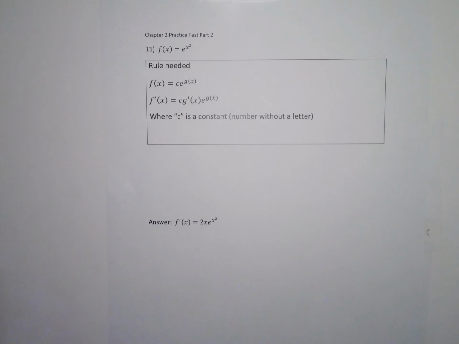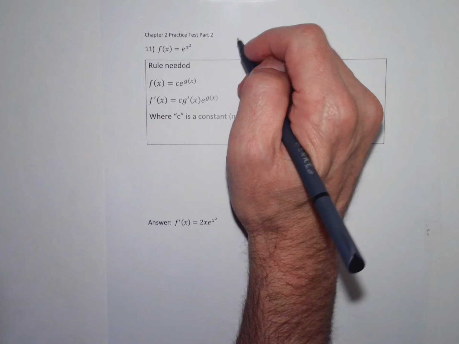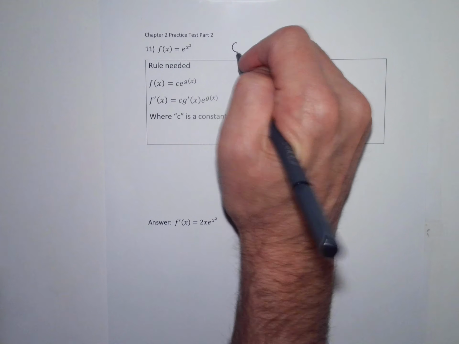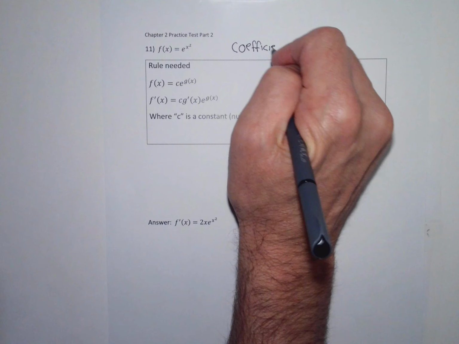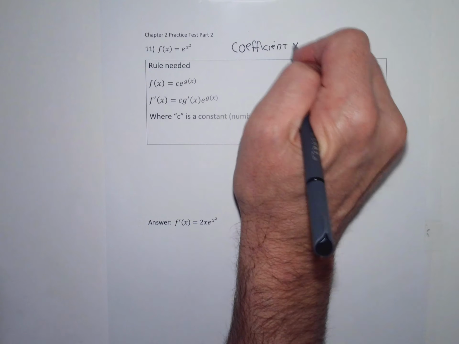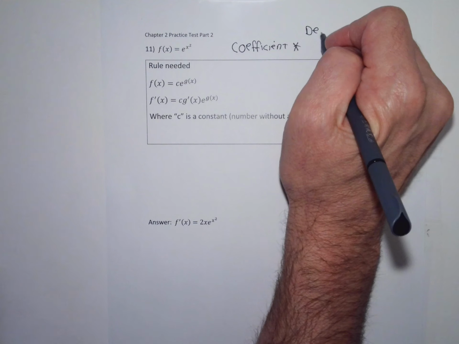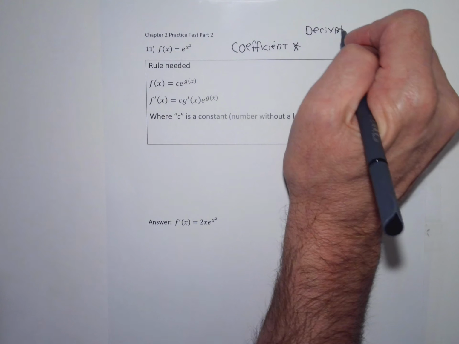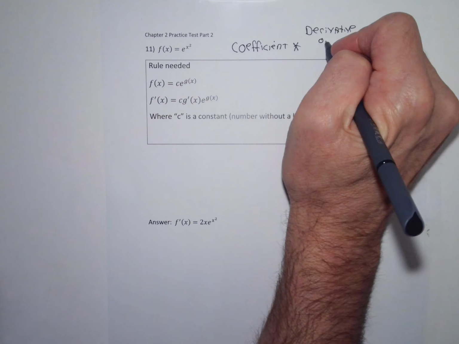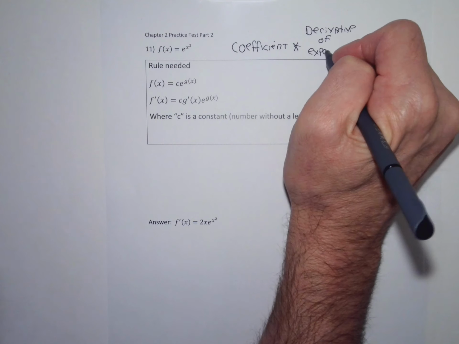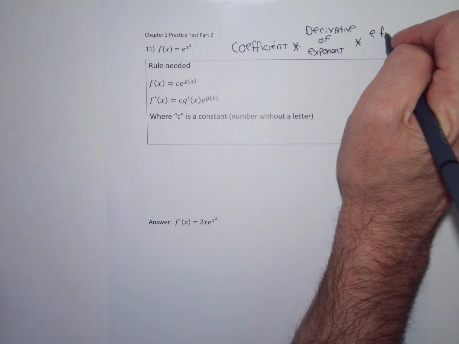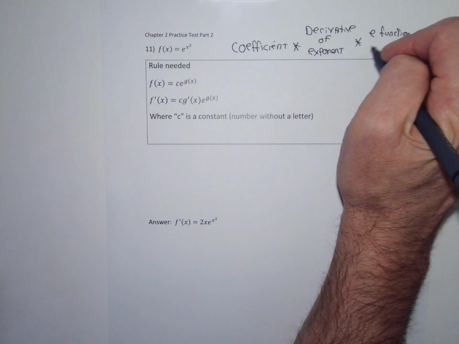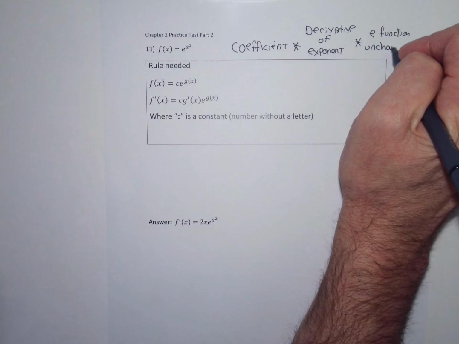Most of part 2 is going to be the derivatives of e's, ln's, and then the word problem. To do the derivative of an e, the derivative is its coefficient, if the coefficient is a constant, times the derivative of the exponent, times the e function unchanged, the e part of the function without any tweaking.